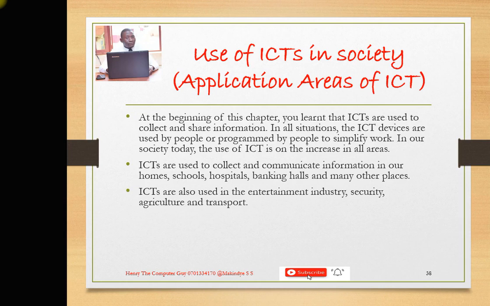Security. We can use them to watch over our offices, our homes, using the CCTV cameras. Nowadays, on the way, cameras have been installed there to watch over the movement of people. Who is doing a crime? So it also helps us to reduce the crimes that would have been done in an area. Then in agriculture, we use them to communicate to our customers. Get some information about agriculture, making research, keeping records of our farms.